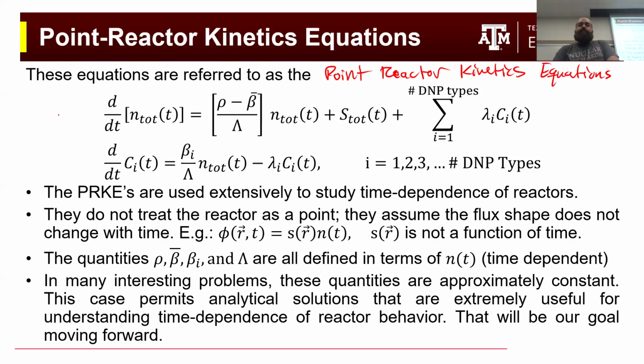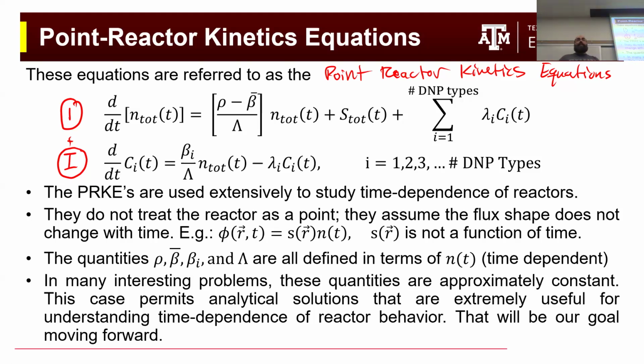Notice that this is just one equation, whereas for my precursor density term, I actually have a bunch of different equations depending on how many delayed neutron precursor types I have. So really, this is one equation, and this is I numbers of equations. Like if I use a 6-group model, then big I is 6, and that means in total I have 7 equations that I have to work with.